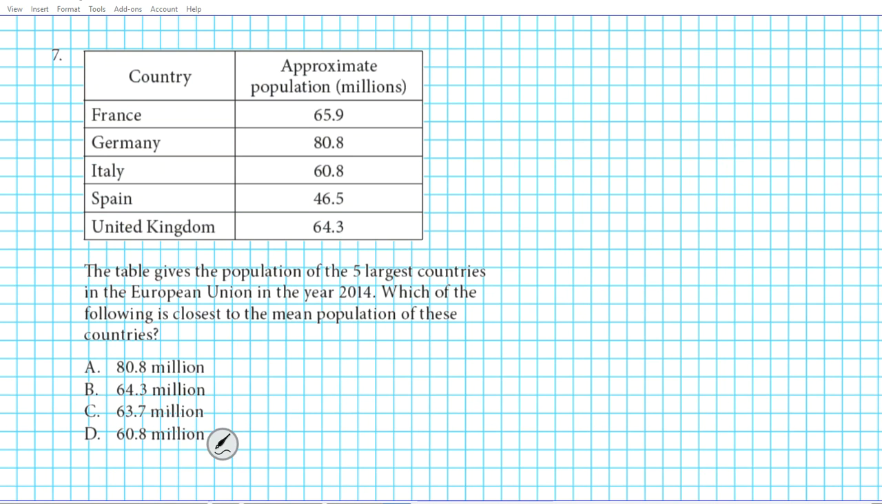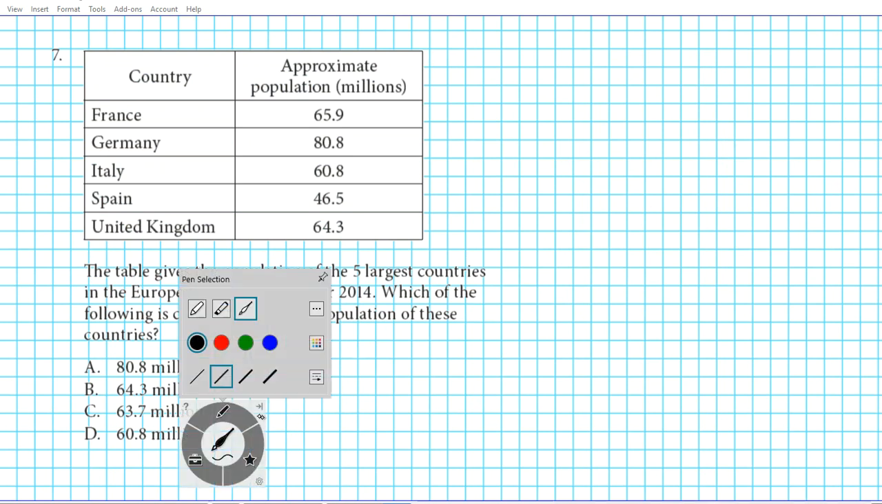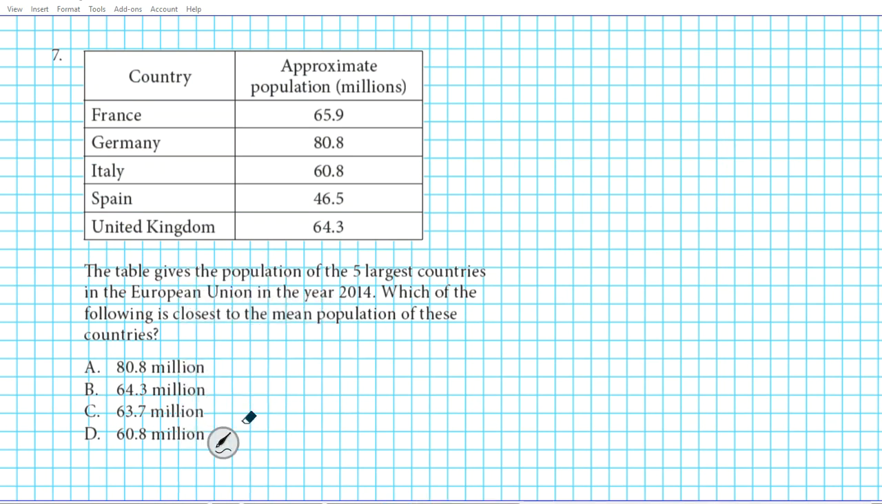Alright, let's take a look at question number 7. It reads, the table gives the population of the 5 largest countries in the European Union in the year 2014. Which of the following is the closest to the mean population of these countries?